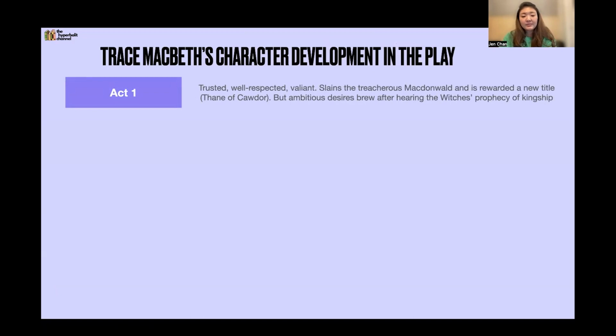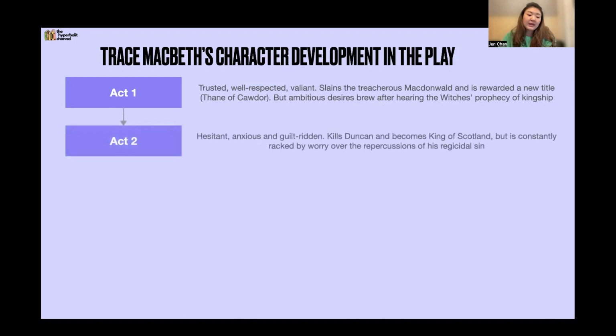But of course, at this moment, his ambitious desires get the better of him after he hears the witches' prophecy of his impending kingship. And as we move into Act 2, we notice that Macbeth becomes hesitant, anxious, and guilt-ridden, right? Especially at the prodding of his wife. And so he eventually commits to killing Duncan, committing that regicide, and becomes the King of Scotland.